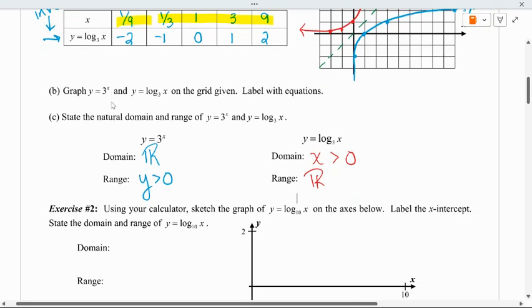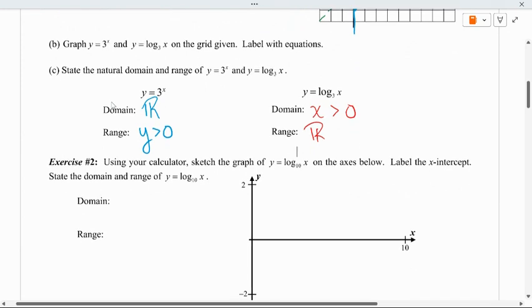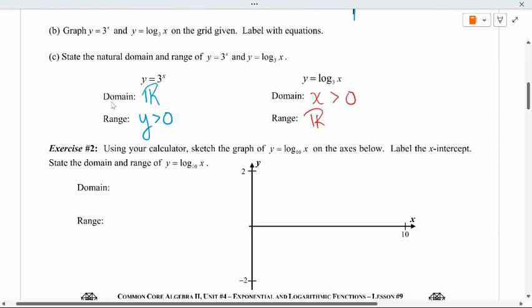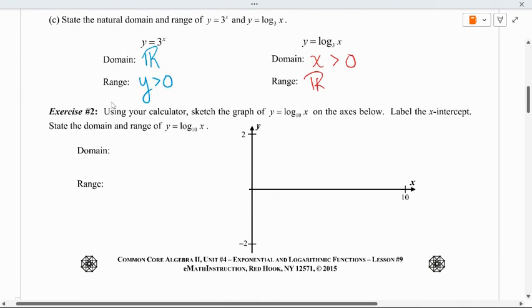Questions? Okay, using your calculator, we're going to sketch the graph of y equals log base 10 of x. And then we're going to label our graph. So I'm going to freeze the screen. I'm going to go to Desmos. All right, everybody grab their calculator.